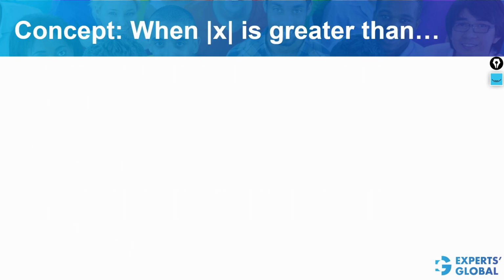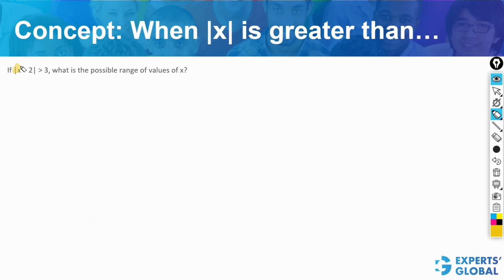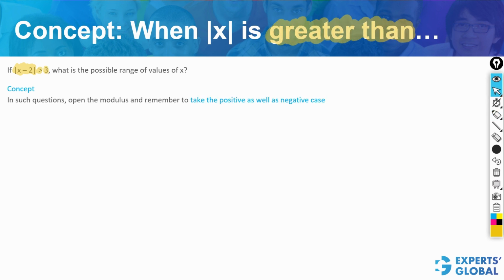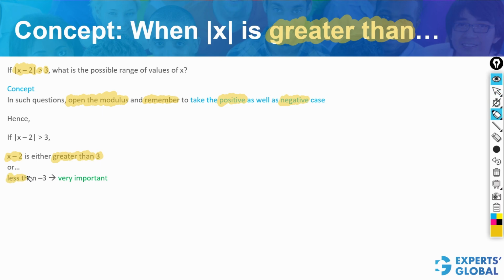The first variation involves the greater than cases. These are cases in which the modulus is greater than something. In all such greater than cases, the correct approach is to open the modulus and remember to take the positive case as well as the negative case. Therefore, in this example here, when we open the modulus, one case is that x minus 2 itself is greater than 3. However, equally important is the case where x minus 2 is less than minus 3. Very important, and if you're not paying attention, you may miss this second case.